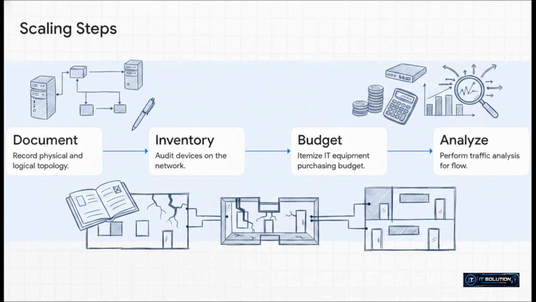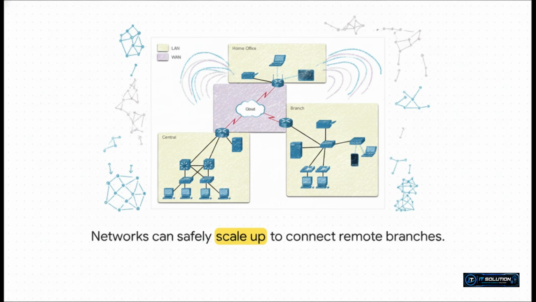That analysis lets you see exactly what applications are stressing your current network, so you know what hardware to provision for the expansion. When you strictly follow those scaling steps, it's pretty amazing what happens. As you can see here, your small SOHO foundation can securely expand into a highly distributed enterprise architecture. A small home office can securely connect through the cloud to a branch office and all the way to a central hub. The fundamental rules of the small network, they haven't changed at all. They've just scaled up to meet the demands of a larger organization.